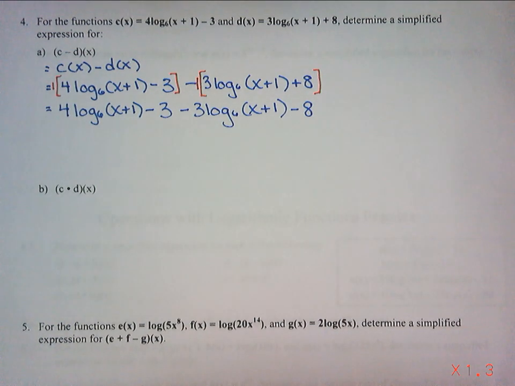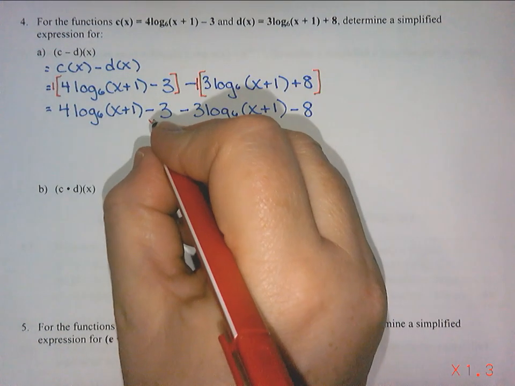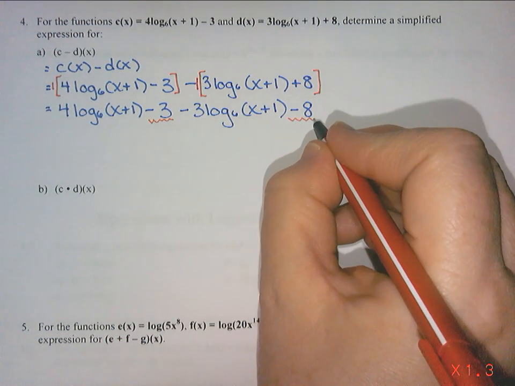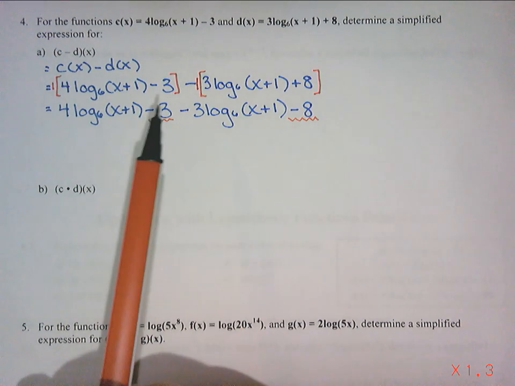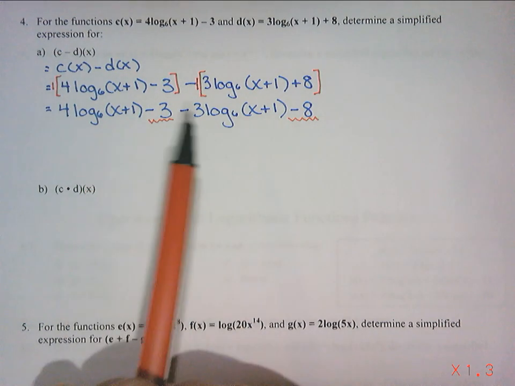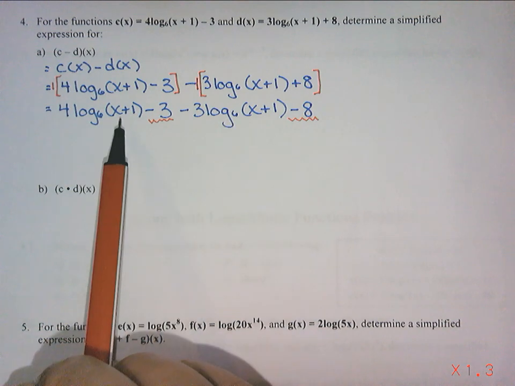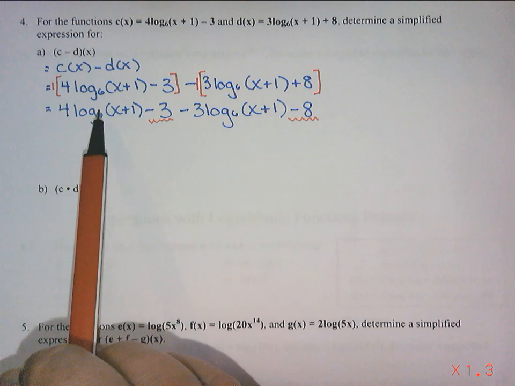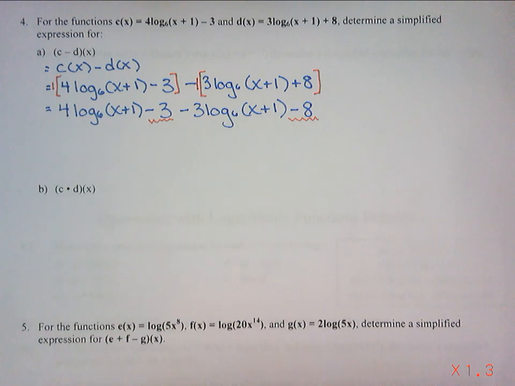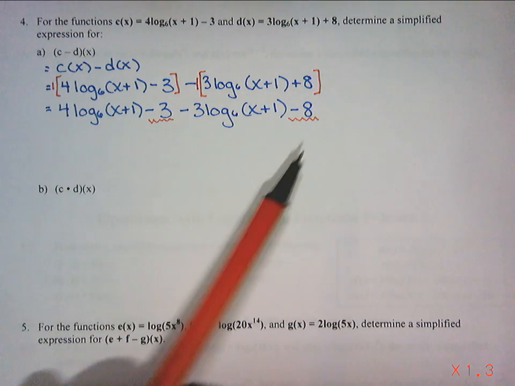From here, we are looking for like terms. There are some easy ones to spot. The numbers 3 and 8 are absolutely like terms. The trickier ones are the logs. I see that this is log base 6. This is log base 6. This has an argument of x plus 1. This has an argument of x plus 1. This has no exponent that I can see. This one has no exponent that I can see. So they are like terms.